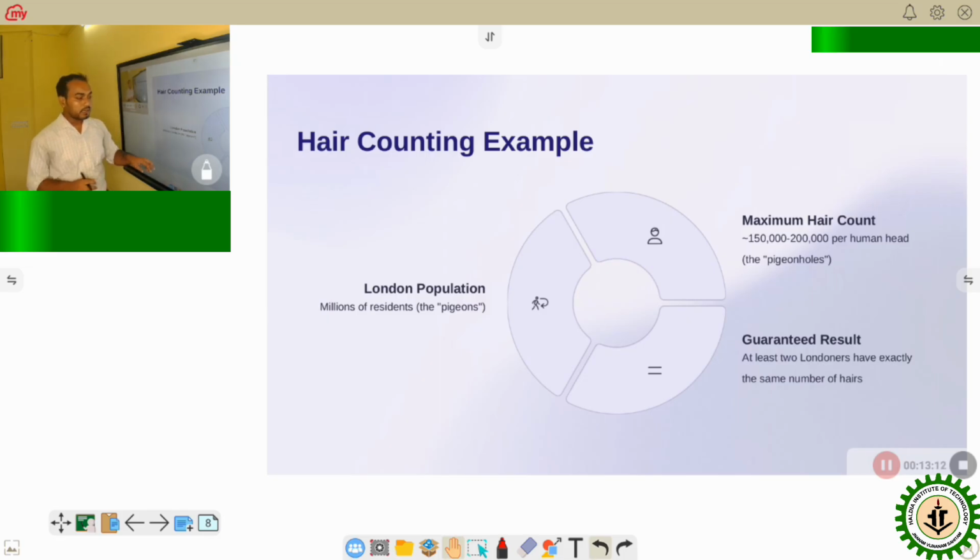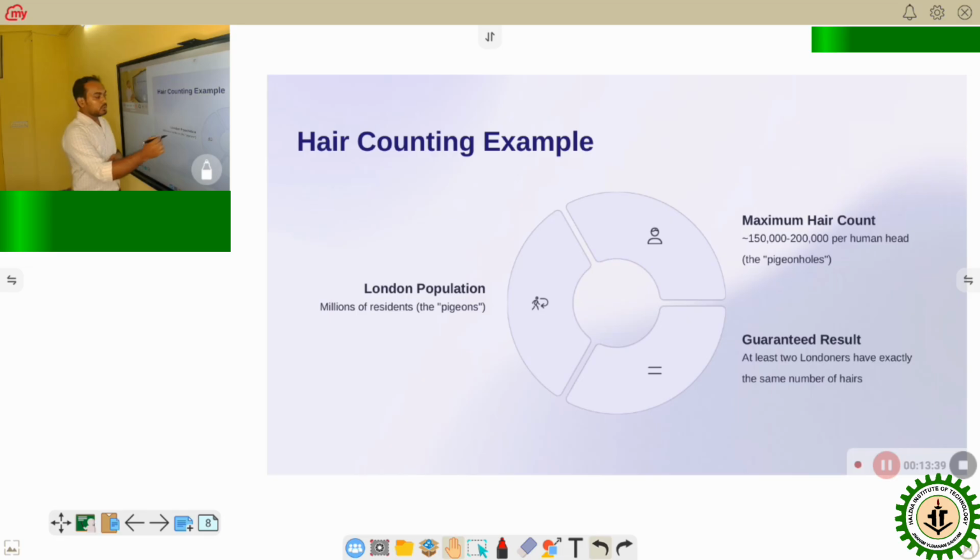How so? Let us take an example. Suppose London's population is millions of people. A city like London has millions of people residing there, but the maximum hair count in that city lies between 1.5 lakh to 2 lakh per human head. It is already counted as per some data. So it also guarantees that at least two residents of London will have the same number of hair.